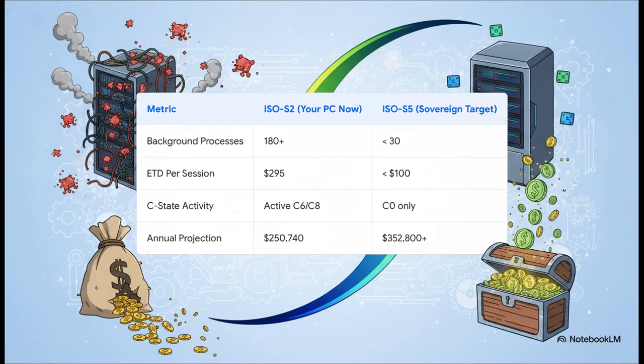Now compare that to an optimized ISO S5 machine. You cut that background noise down to less than 30 processes, and you slash that ETD. The difference in the projected annual P&L is over $100,000. That right there, that is the Sovereign Delta.